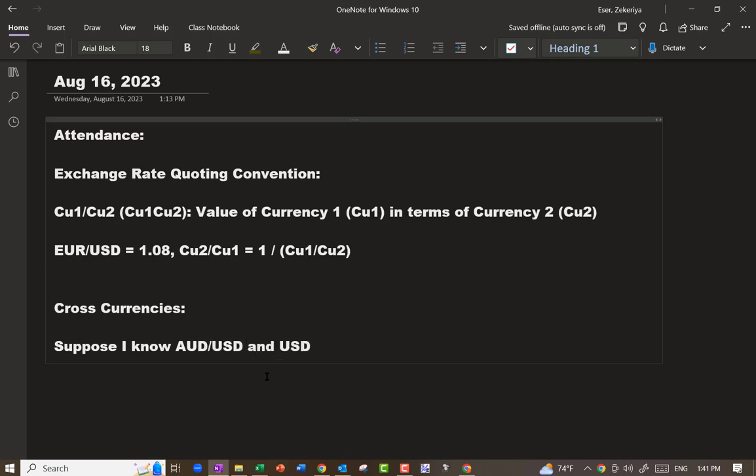Oh, there are also two coding conventions. Most currencies, if you don't mention the convention, are coded as the value of $1 US in that currency. There are 4 exceptions to that. One is euro, and the other 3 are British pound, Australian dollar, and New Zealand dollar. There's a historical reason for that.